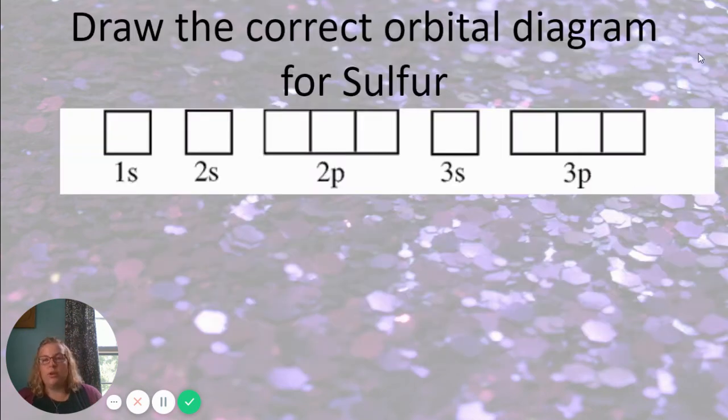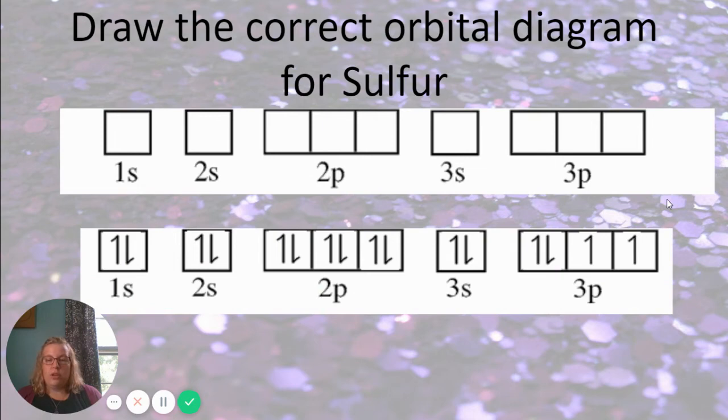So here's what I want you to do. I would like you to draw the correct orbital diagram for sulfur. First thing you need to do is find your electron configuration. Then try to draw the orbital diagram. So pause your video, do that, and then come back when you're ready to go. All right. Hopefully you figured out, or at least attempted this, and we will see how it went for you.